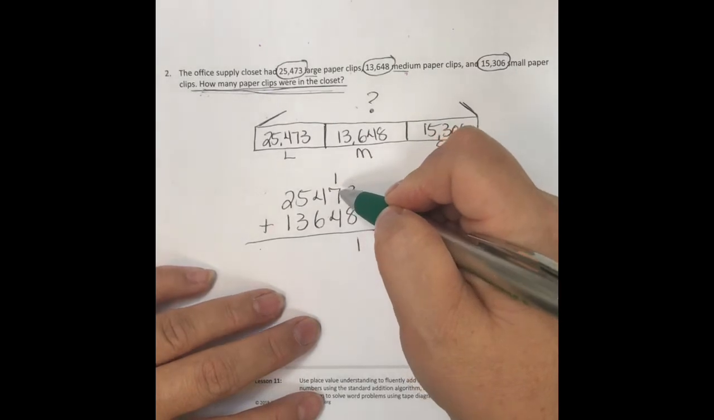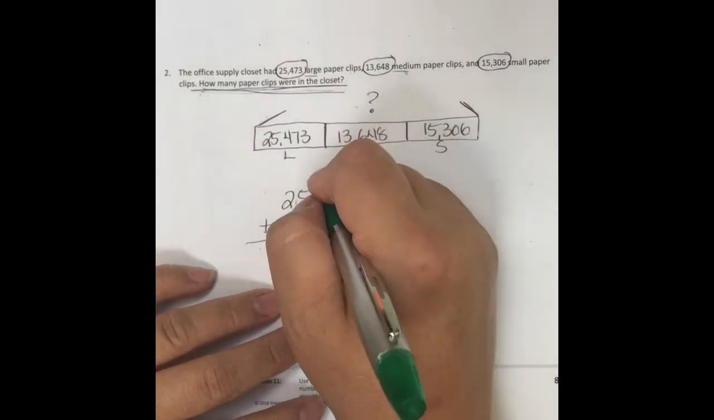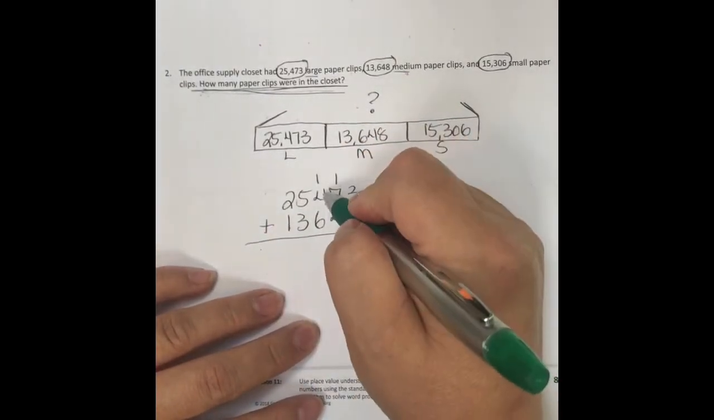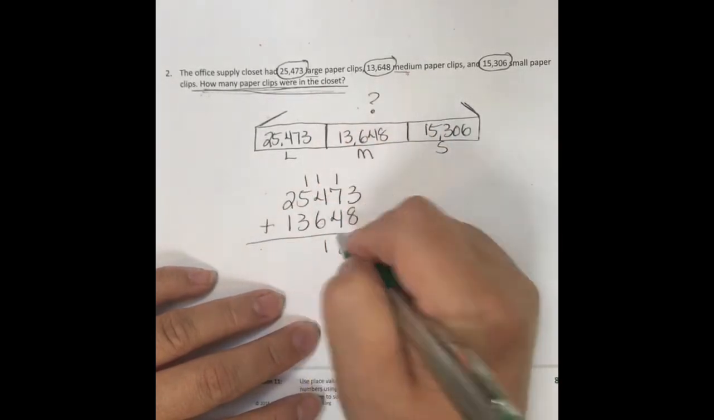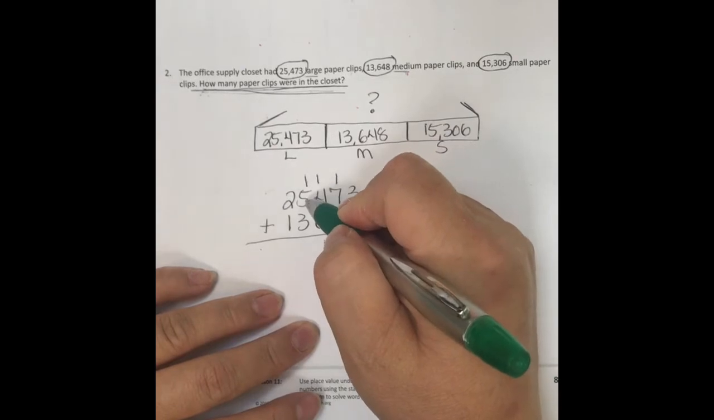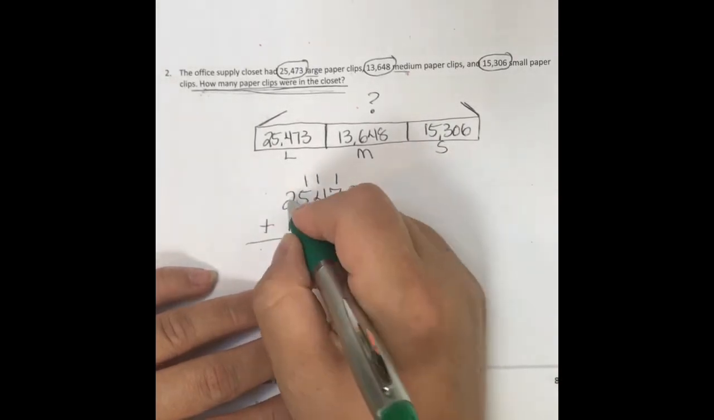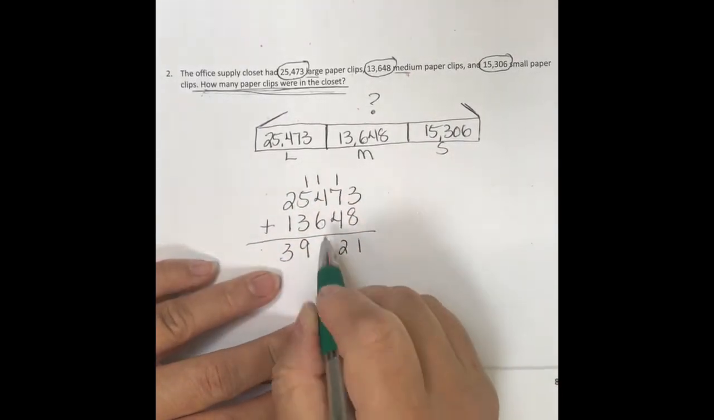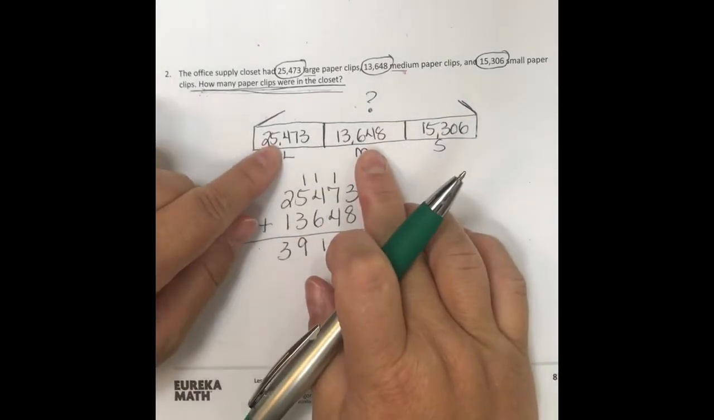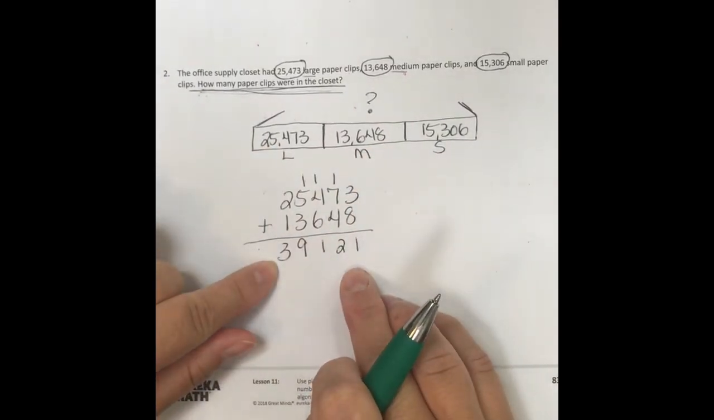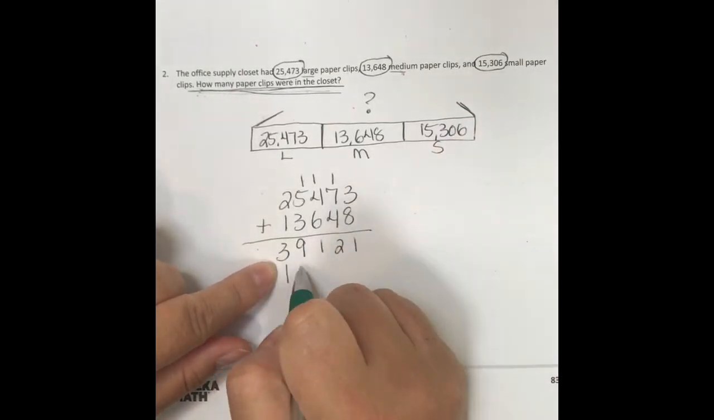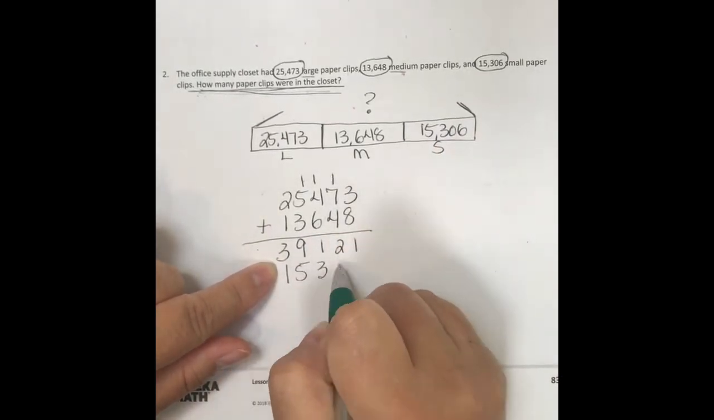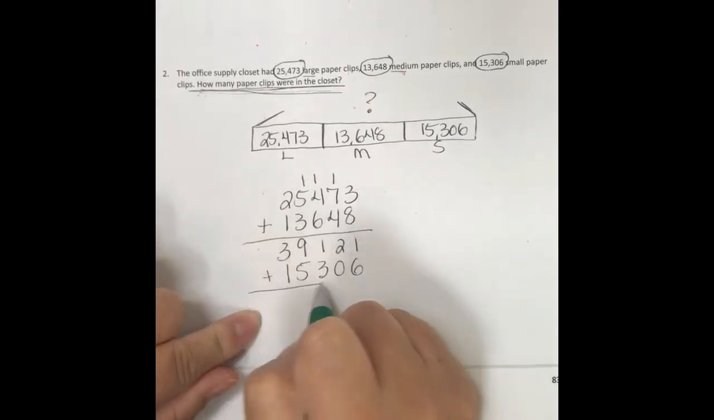7 plus 1 is 8. 8 plus 4 is 12. 1 plus 4 is 5. 5 plus 6 is 11. 1 plus 5 is 6, plus 3 is 9, and 2 plus 1 is 3. So for the first 2 together, the large and medium paper clips, I came out with 39,121. Now I'm going to add that to this next number, so I'm just going to go ahead and put it right underneath. I'm going to add that.